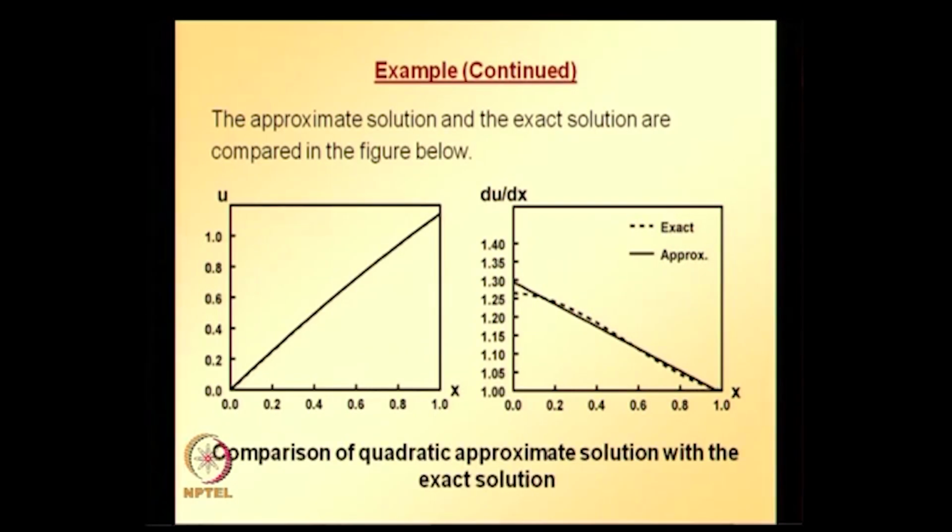And please remember, whatever approximate solution we got here is based on the quadratic trial solution that we started out with. If you want to increase the accuracy, here you can already see that the approximate and exact u values are almost overlaying each other, but if you see the derivative of u there is some error. If you want to reduce this error you can go for a higher order approximation.